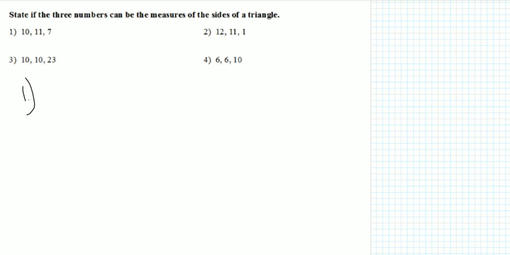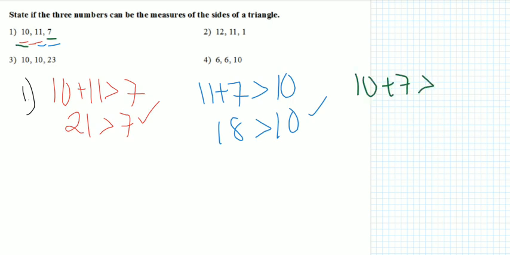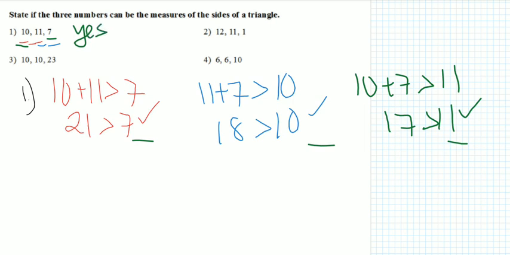So let's go ahead, and for number 1, I'll choose just two random sides. So 10 plus 11, is that greater than 7? This is 21, so it's true. Choose two other numbers. 11 plus 7, is that greater than 10? That's 18, so that means that's true. And then just choose the two numbers you haven't used, which is 10 plus 7, is that greater than 11? Which it's true. So we have 3 true, so then that means this is a yes, it will form a triangle.